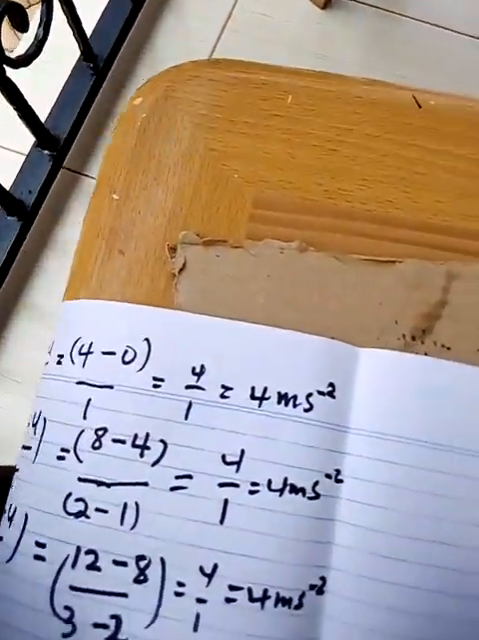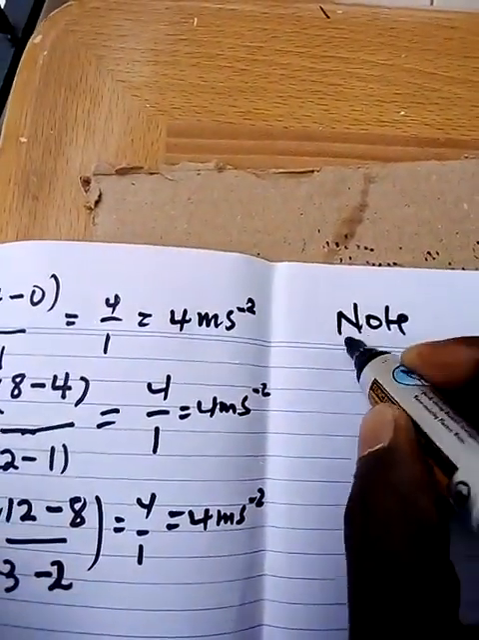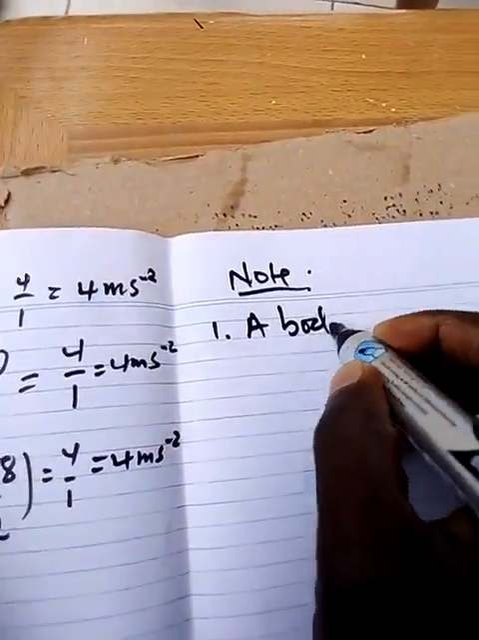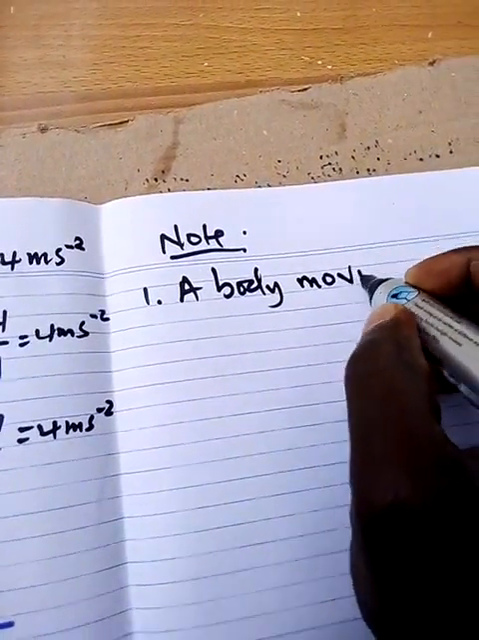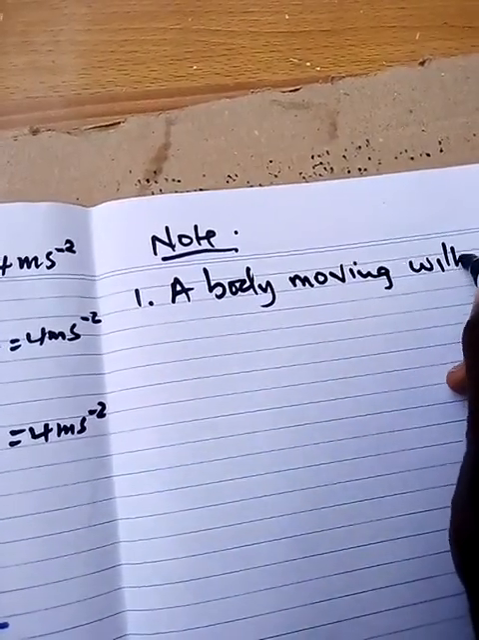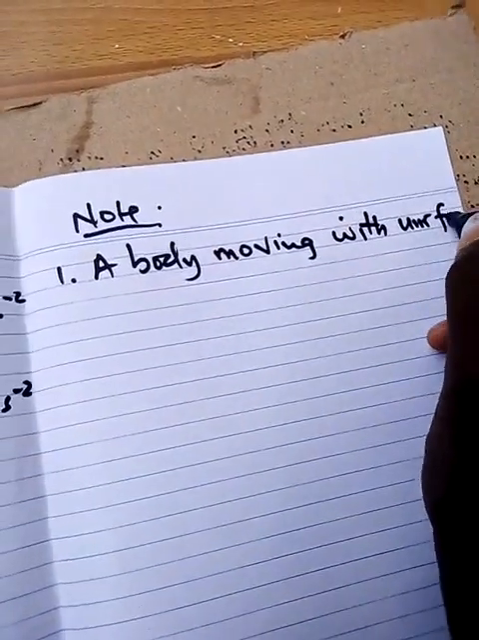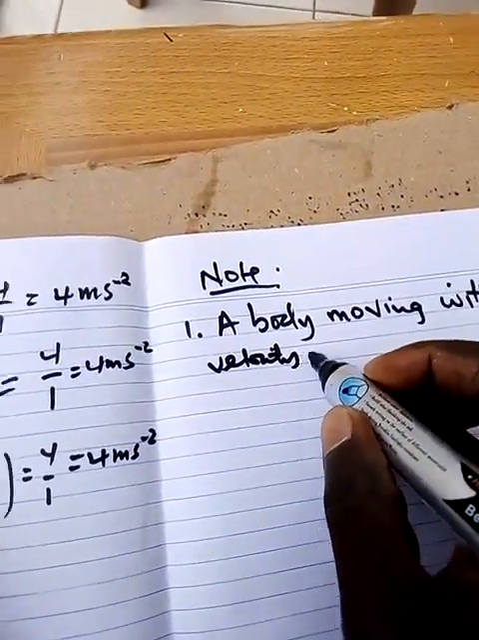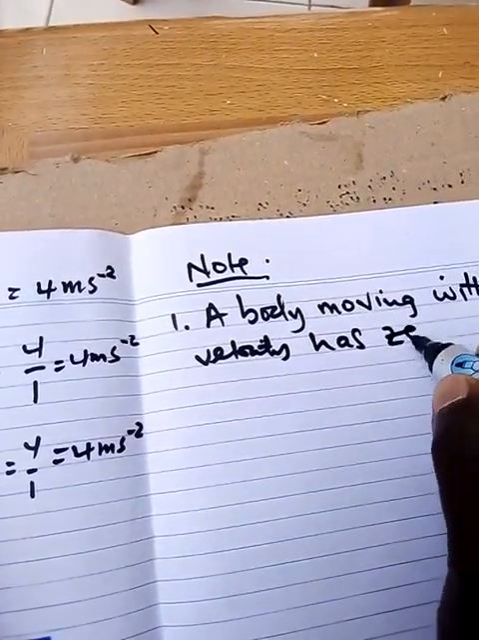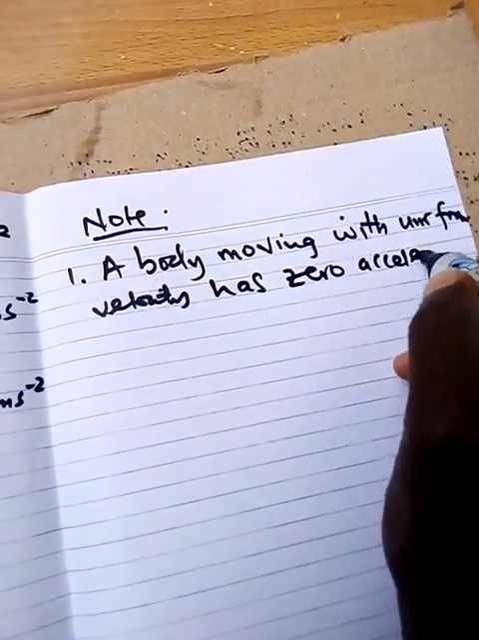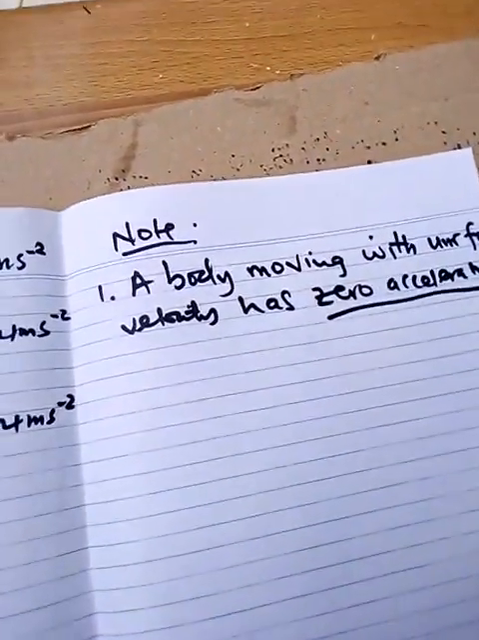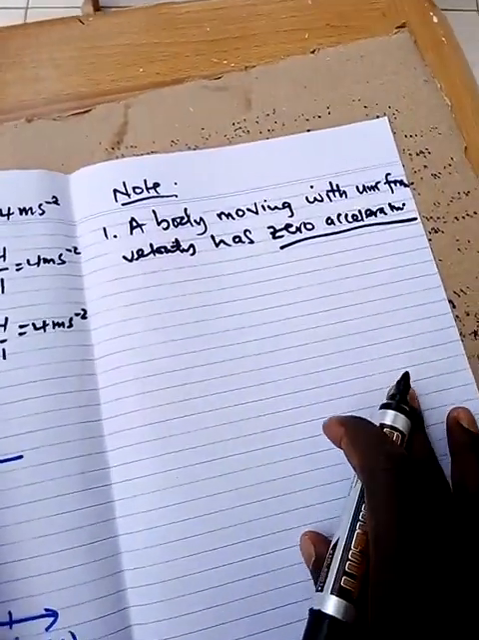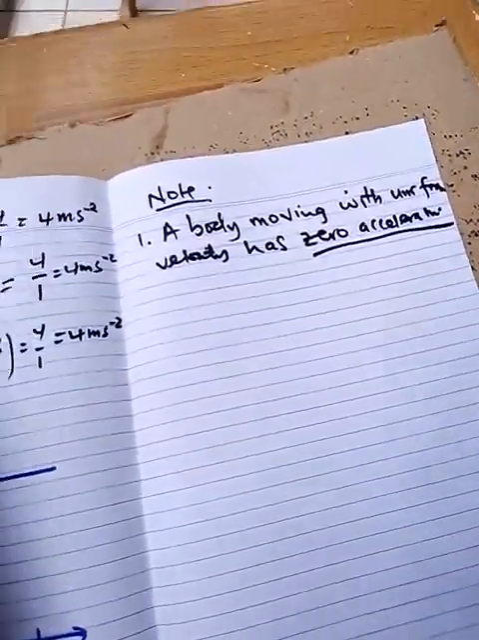Can take a note here. Note number 1. A body moving with uniform velocity has 0 acceleration. A body moving with uniform velocity has 0 acceleration because there is no change in velocity.